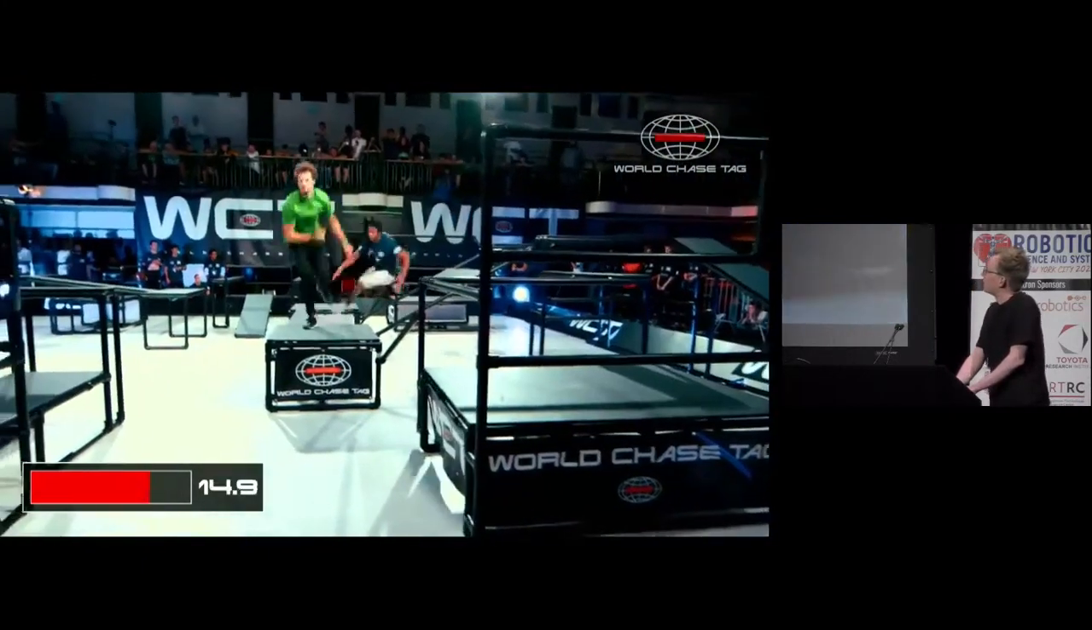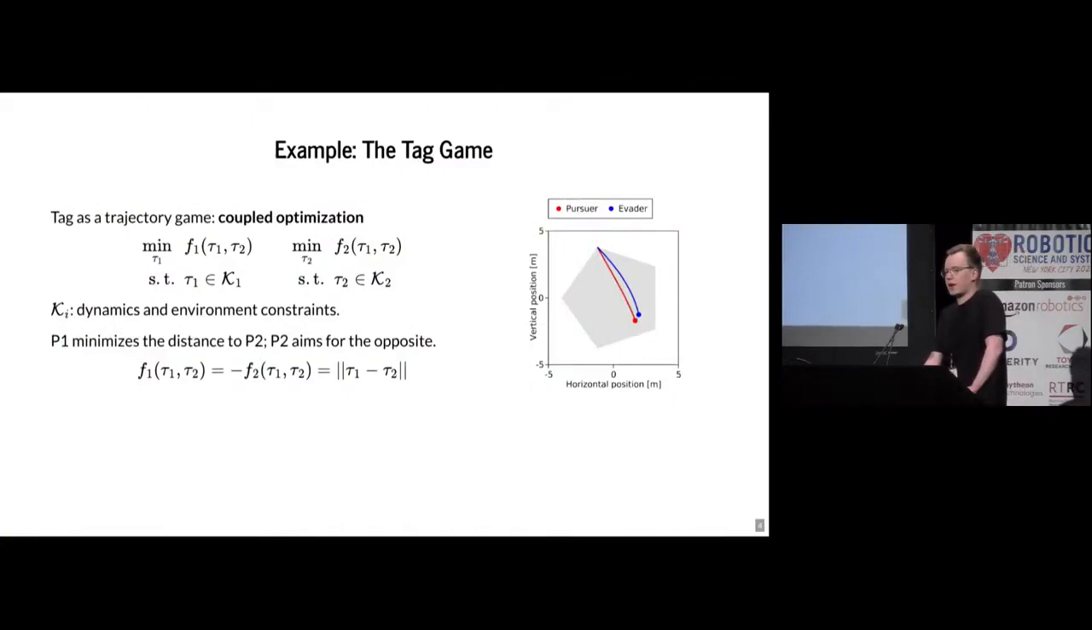To highlight this challenge, we consider a simplified model of the tag game played between a point mass pursuer and evader with positions constrained to a polygonal region. This problem can be cast as a coupled optimization problem in which the objective of the first player, the pursuer, is to minimize the distance to their opponent while the evader seeks to do the opposite.